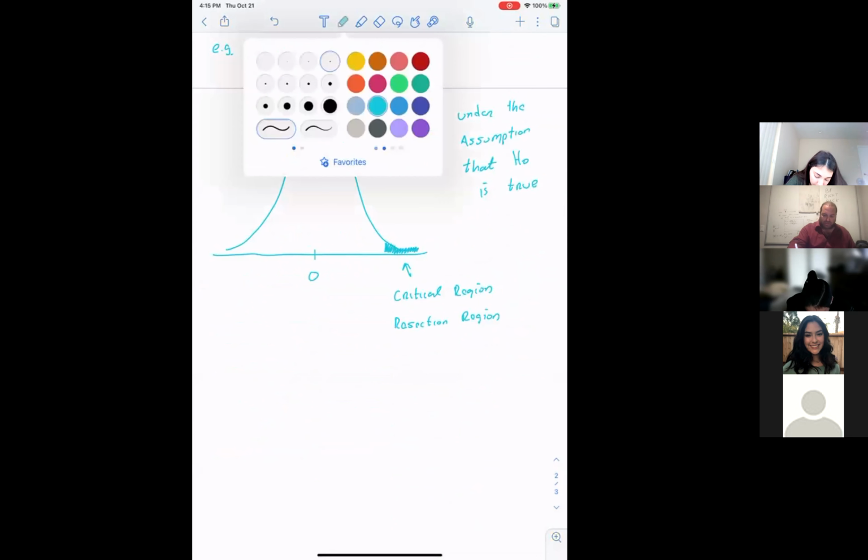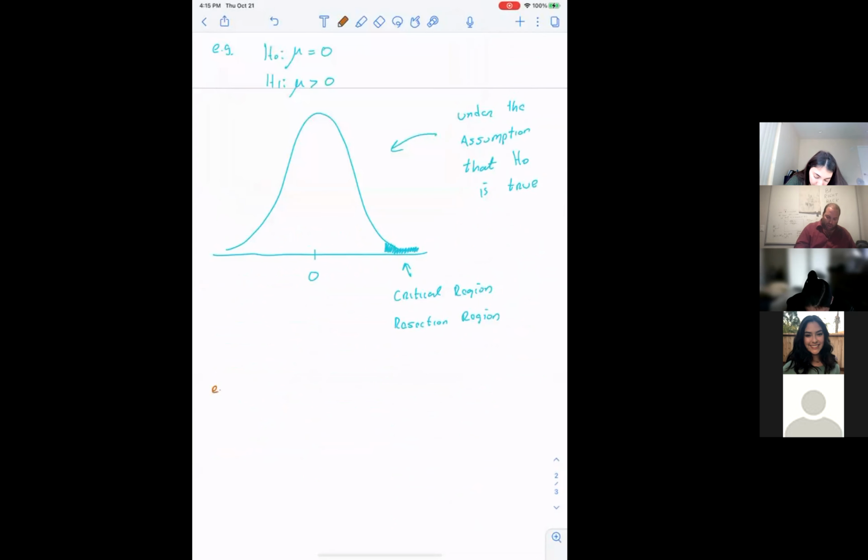Now, if I had another example, H naught: mu is equal to 0, H1: mu is less than 0. If my alternative hypothesis was that the mean is less than 0, where would my rejection region be in that example? Where would values have to fall to make me claim that the null hypothesis is wrong and that I'm going to reject it? That will be far to the left.